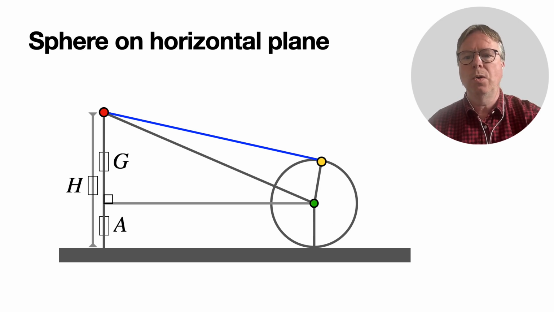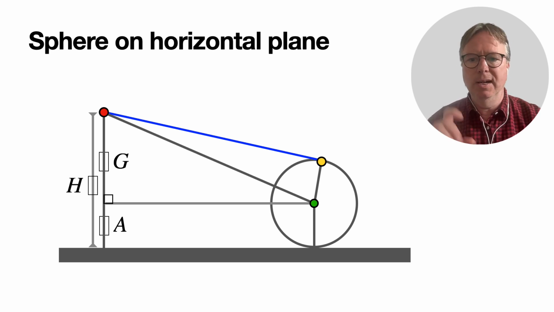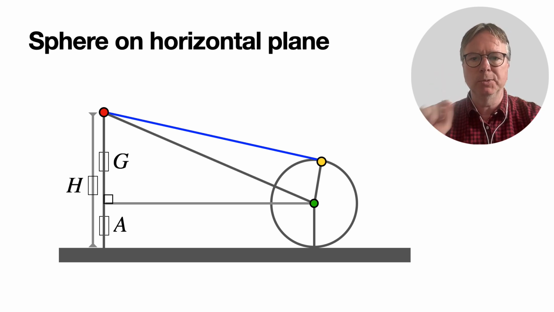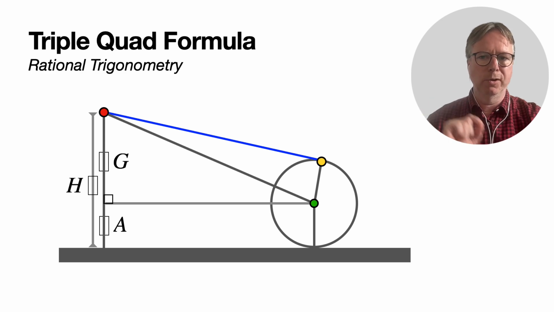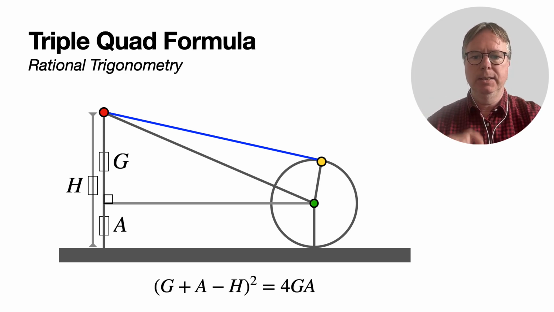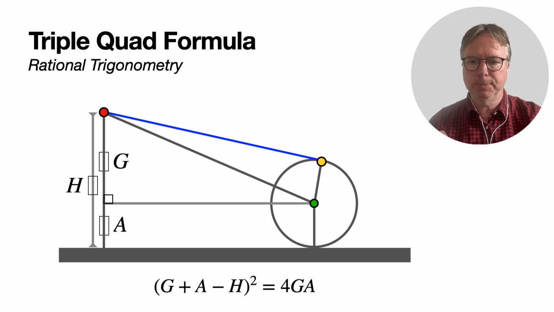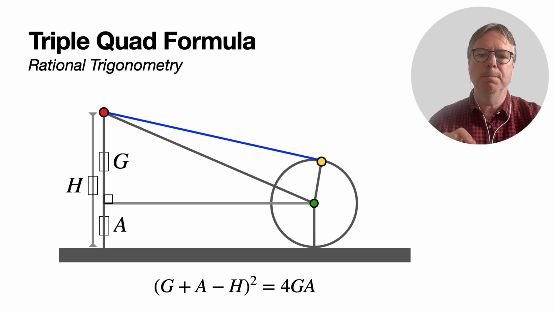So now we're going to focus on those G, A, and H. In classical trigonometry, you can simply add the two line segments to get the larger one. But this is rational trigonometry, so we're going to use the triple quad formula. There's also a symmetric way of expressing this, but here it goes. G plus A minus H all squared equals 4 times G times A.